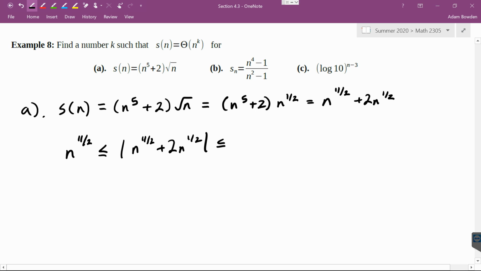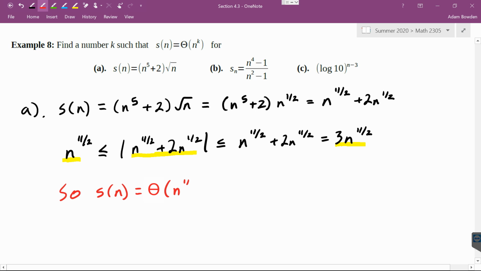And that would be less than or equal to n to the 11 over 2 plus 2n to the 11 over 2, or 3n to the 11 over 2. So we can see how our function here sits in the middle between n to the 11 over 2 and 3n to the 11 over 2. So we can say that s of n is big theta of n to the 11 over 2 power.